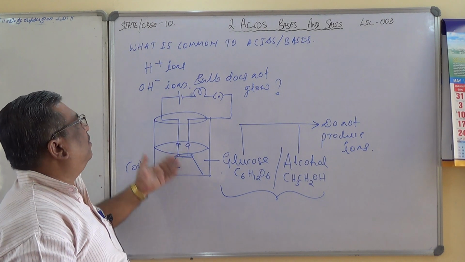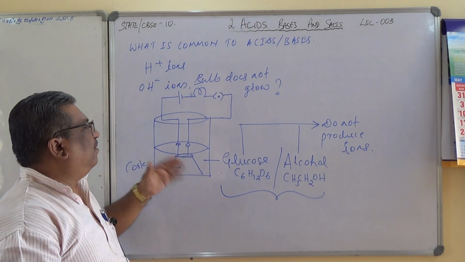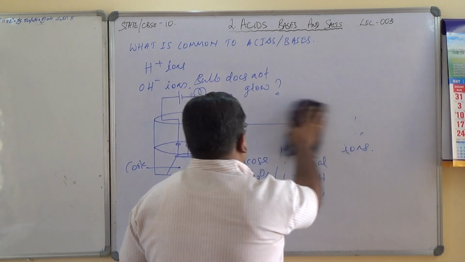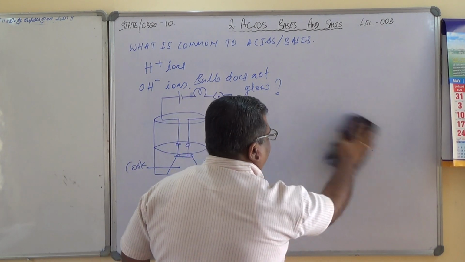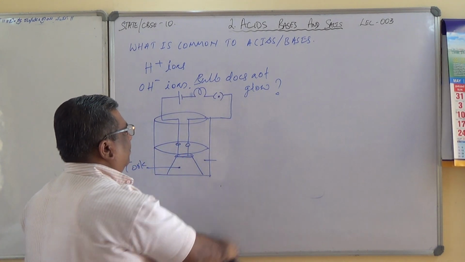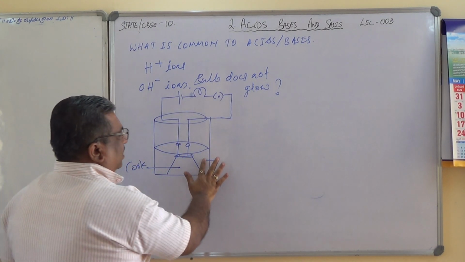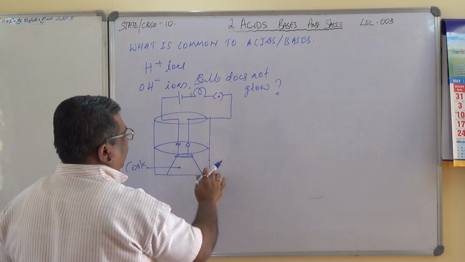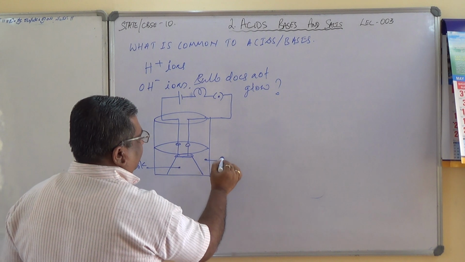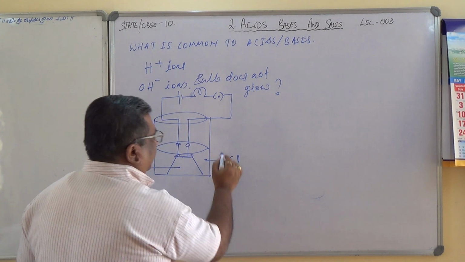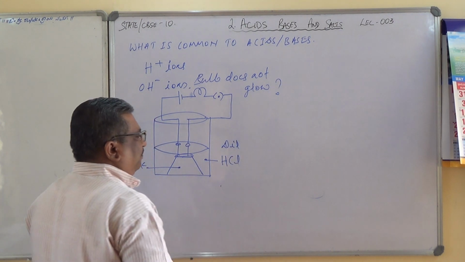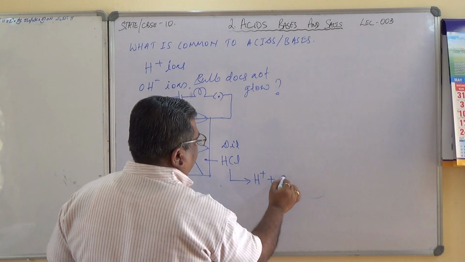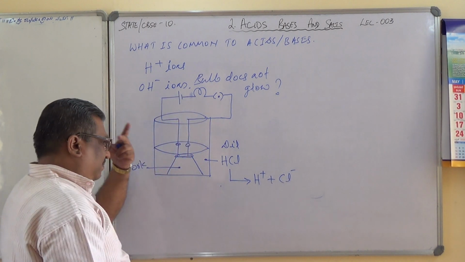If you really want to know the small mechanism of how the electricity flows, I just want to explain. If you are interested, you can listen to that. Let me take it in this diagram. Say, for example, we have a hydrochloric acid HCl solution. This is dilute hydrochloric acid. This is split into H plus ions and chloride minus ions.